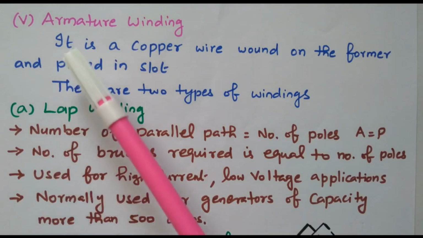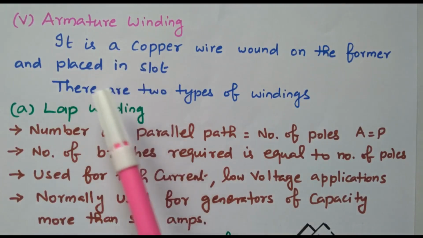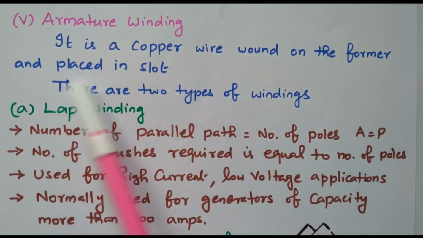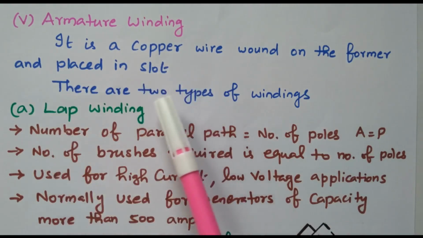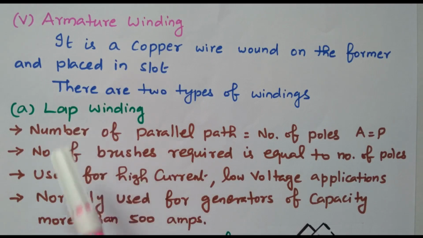Now we will see the armature winding. We discussed the armature; in that armature, this winding is placed. That is, it is a copper wire wound on a former and placed in the slot, so that it acts as a conductor. In this winding there are two types available, lap winding and wave winding. We will see these one by one.